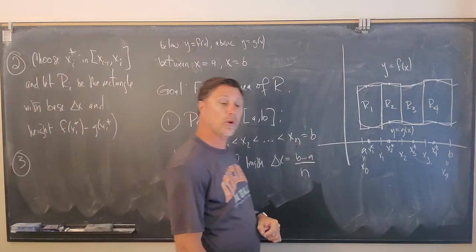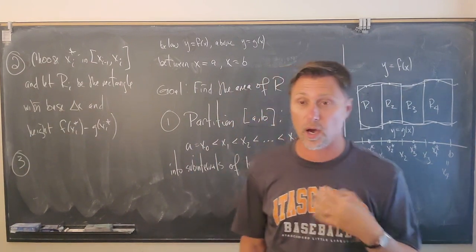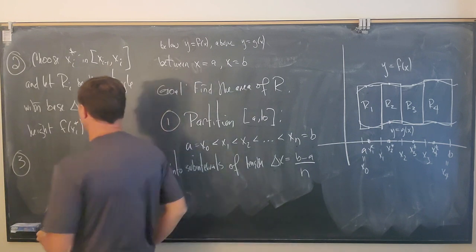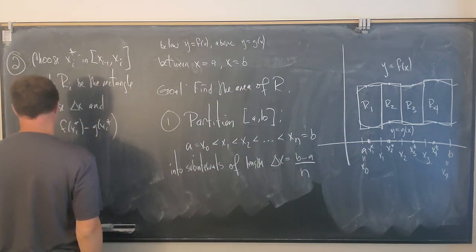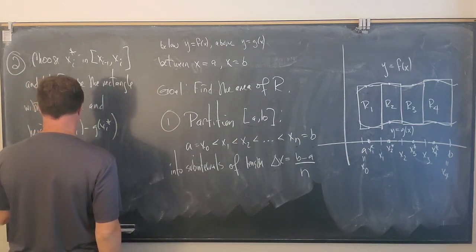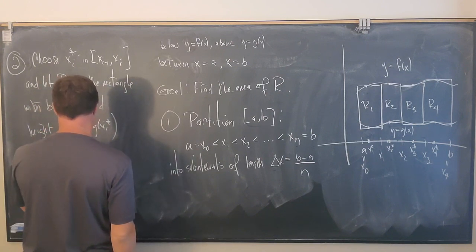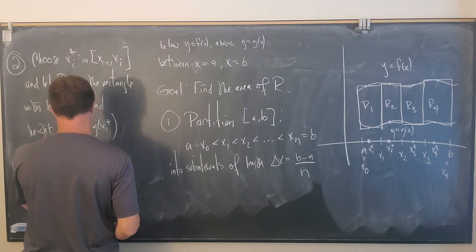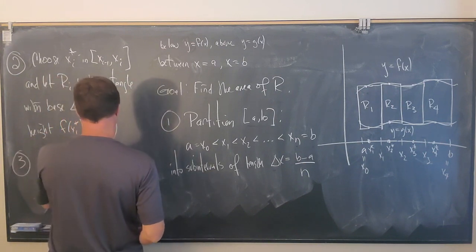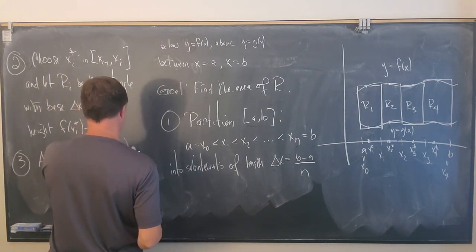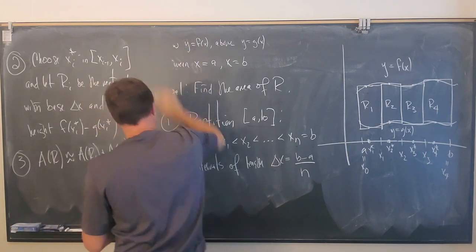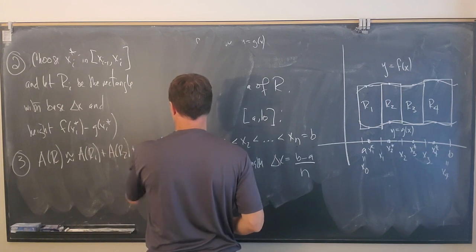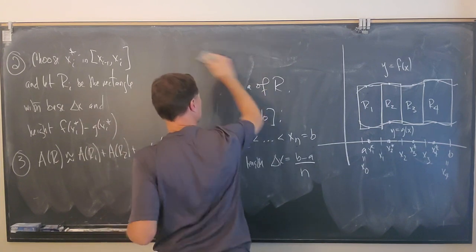All right, if we want to approximate the area of the region R, what we can do is add up the areas of these rectangles. So the area of capital R is approximately equal to the area of R1 plus area of R2 plus dot dot dot plus area of R sub n.